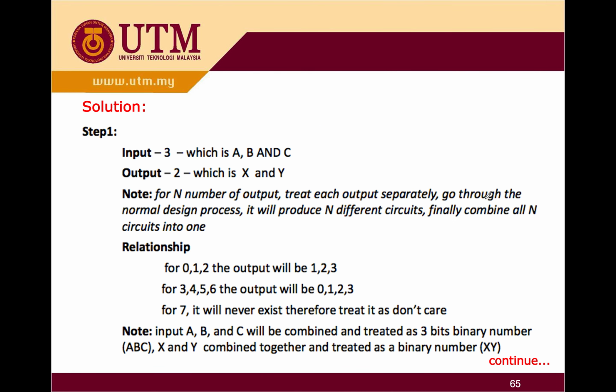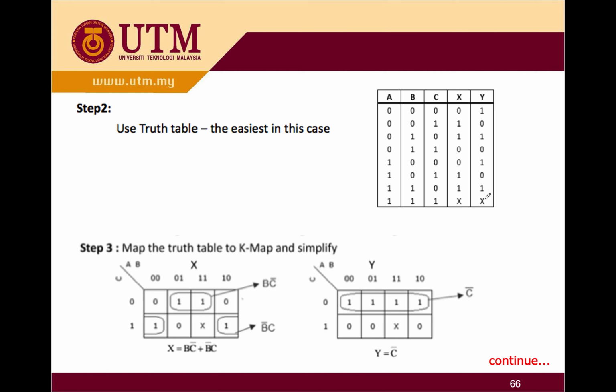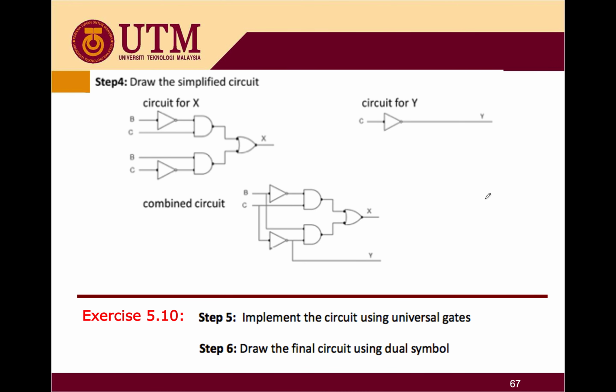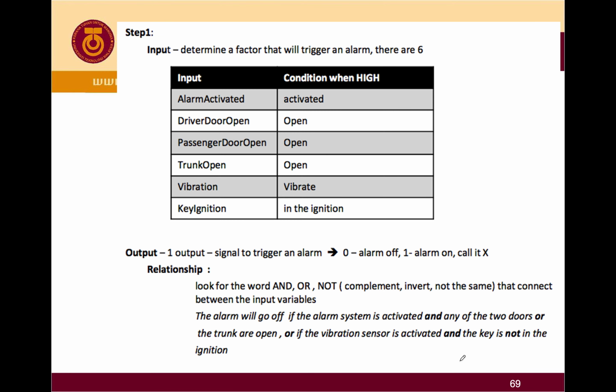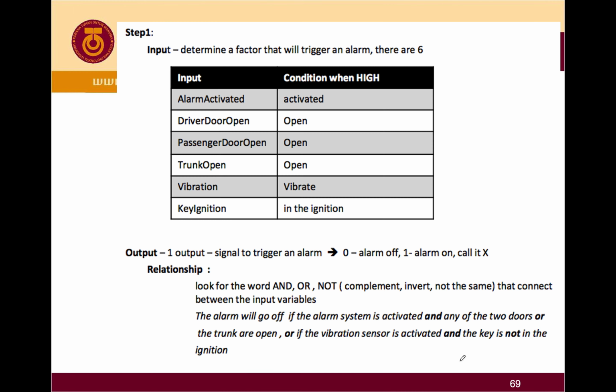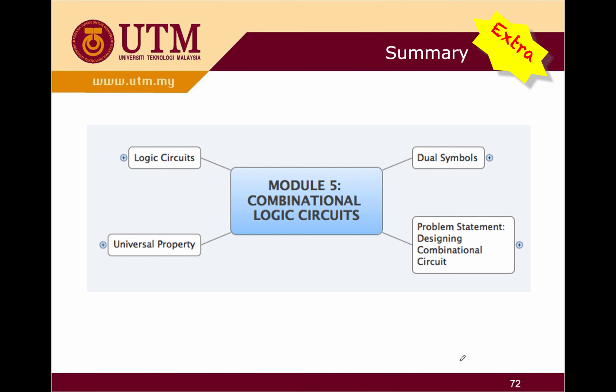First you need to understand, and then you're going to see the truth table. After you have a truth table, you're going to convert it into your K-maps, and then draw the simplified circuit. After that, you're going to use universal gates and also dual gates. So you can try it. And an example, direct to Boolean expression. This is another example you can try. I just went through it, but basically the steps are similar.